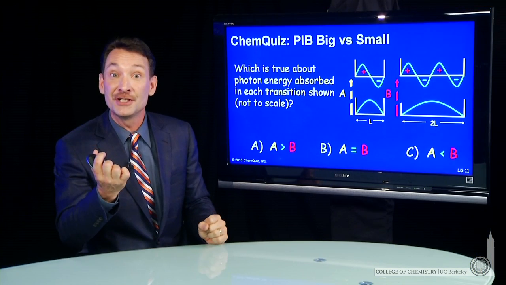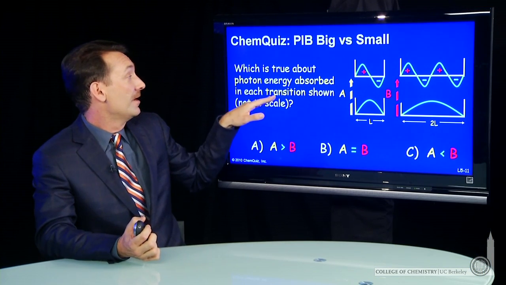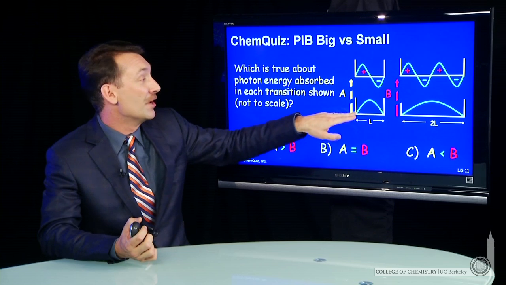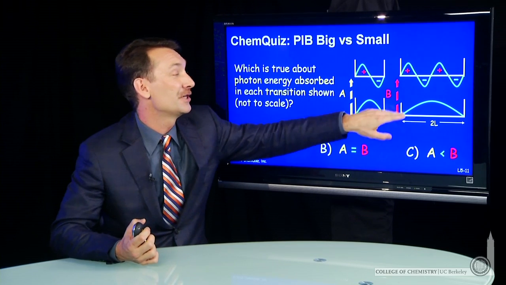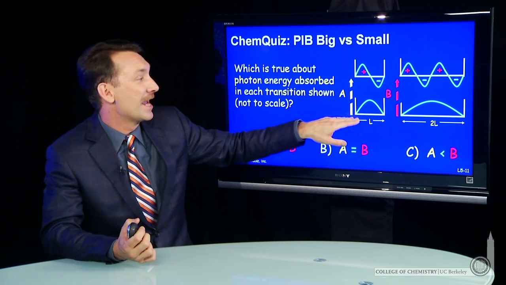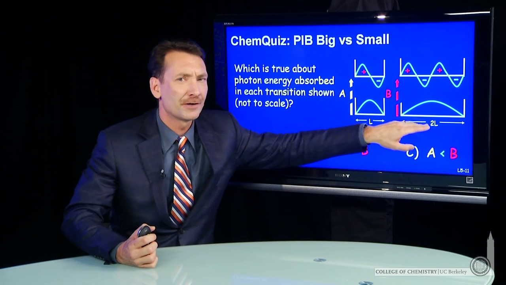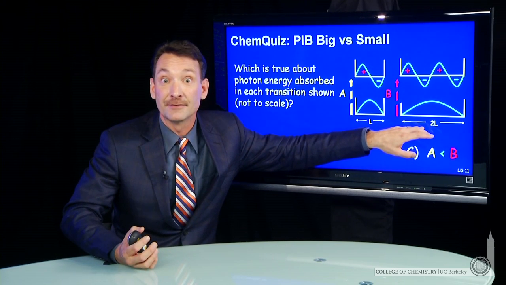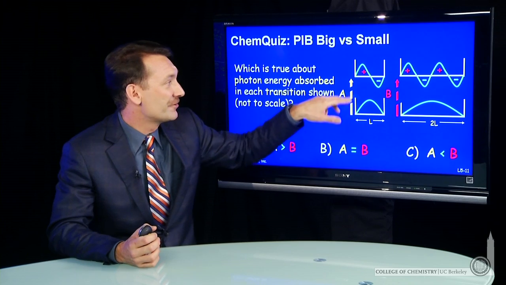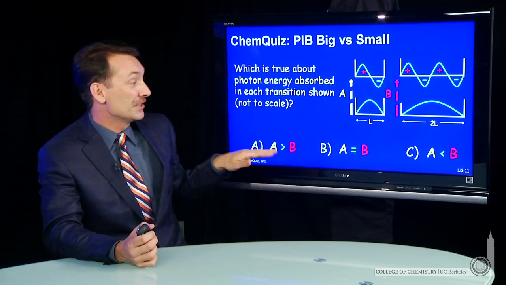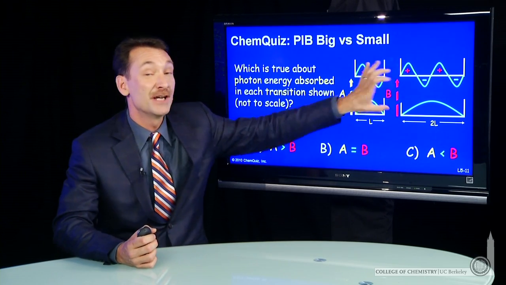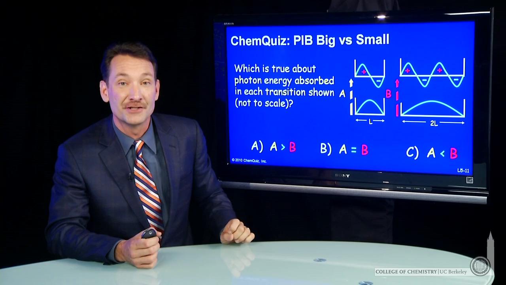I could absorb the energy in terms of photons absorbed in each transition shown. So here's transition A and transition B. So a particle in a box of length L, and the same particle in a bigger box. Now, I haven't drawn A and B to scale. The question is, which transition is bigger, has the larger energy transition?